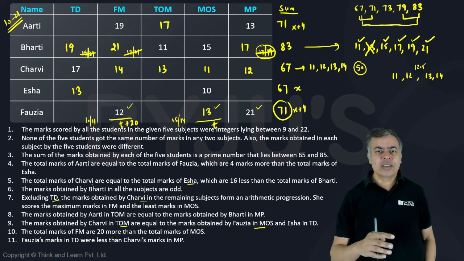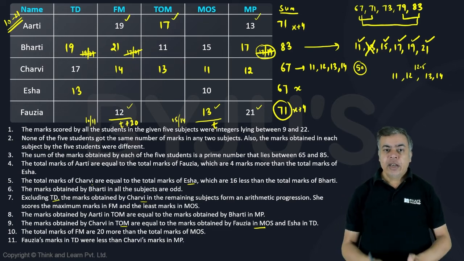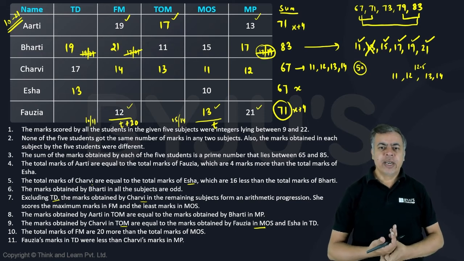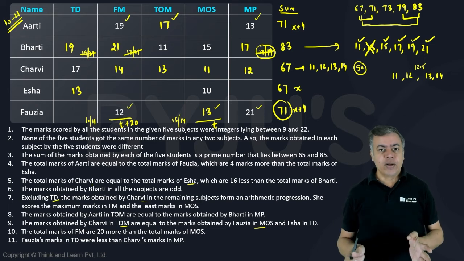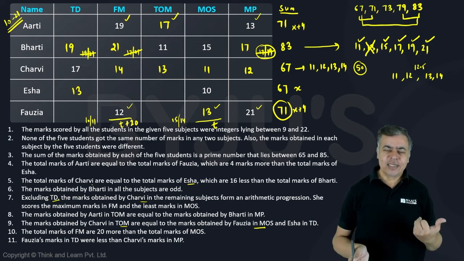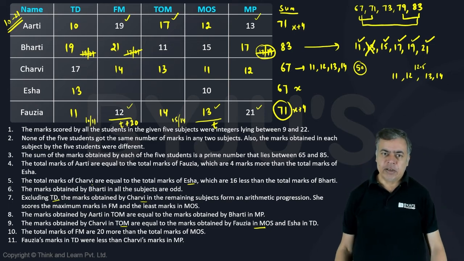Okay, let's say first Aarti's total is 71. So here already 19 and 17, 36. 36 and 13, 49. Now the remaining total is 22. So 22 means it has to be 10 and 12, because 11 is not possible. 10 is the minimum, so 10 and 12. 10 cannot be here, so here it must be 12, here it must be 10. If here this is 10, below it cannot be 10, now it must be 11. And if it is 11, it must be 14 because the total of Fozia must be 71.